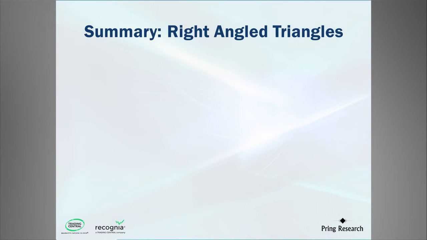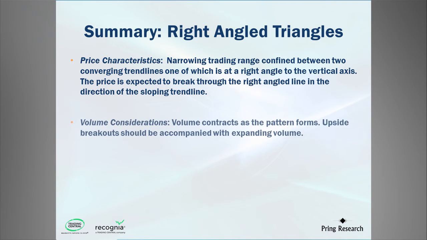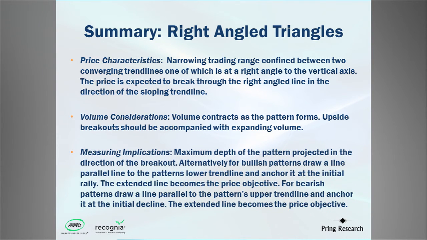Summary for right-angled triangles. Price characteristics: a narrowing trading range confined between two converging trend lines, one of which is at a right angle to the vertical axis. The price is expected to break through the right-angled line in the direction of the sloping trend line. Volume considerations: volume contracts as the pattern forms. Upside breakouts should be accompanied with expanding volume. Measuring implications: maximum depth of the pattern projected in the direction of the breakout.